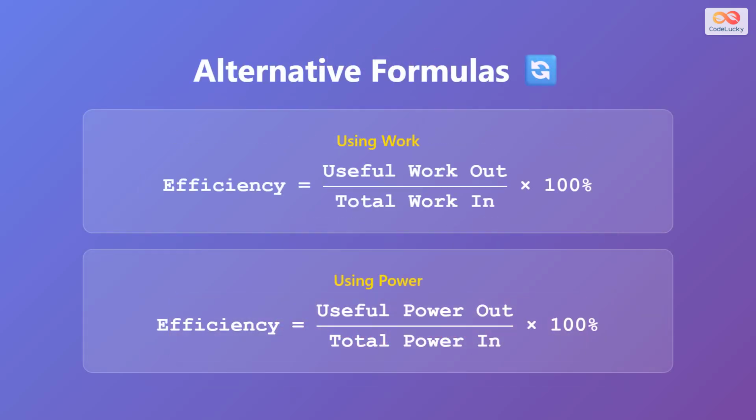The efficiency formula can be expressed in different ways depending on what you're measuring. When dealing with work, efficiency equals useful work out divided by total work in, multiplied by 100%. When dealing with power, efficiency equals useful power out divided by total power in, multiplied by 100%. All 3 formulas work the same way. You just use whichever one matches the units you're given in your problem.